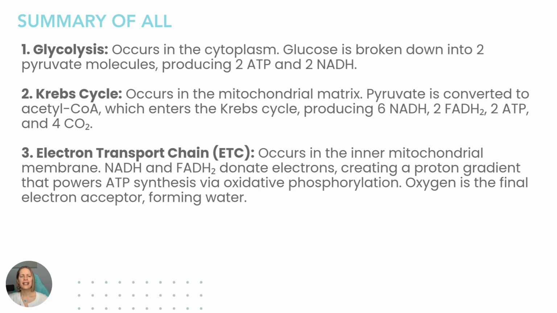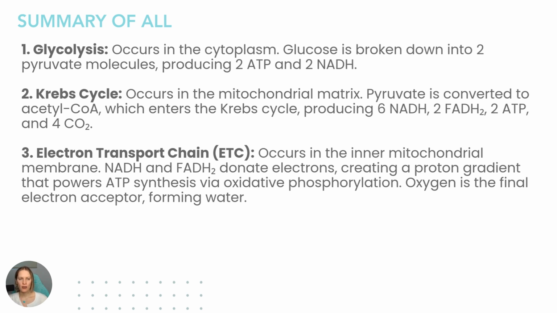Now, again, you guys, a summary. So you have glycolysis, the Krebs cycle, and the electron transport chain. So think glycolysis occurs in the cytoplasm. The Krebs cycle and the electron transport chain occur in the mitochondria. In glycolysis, again, the first step, glucose is broken down into different molecules, producing 2 ATP and 2 NADH.